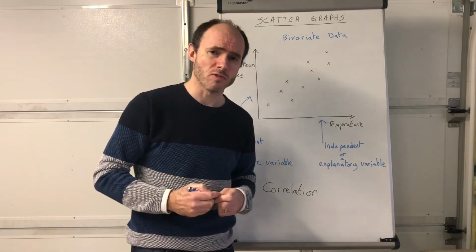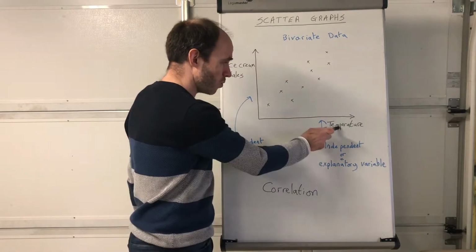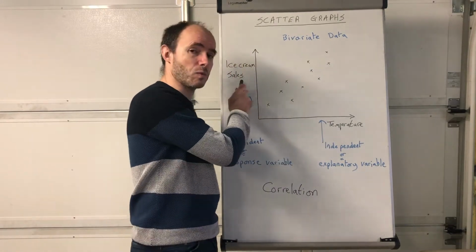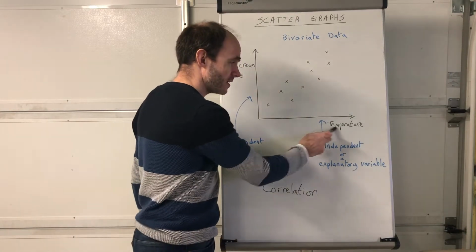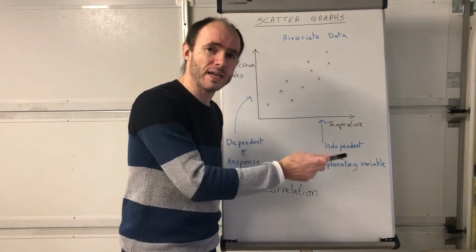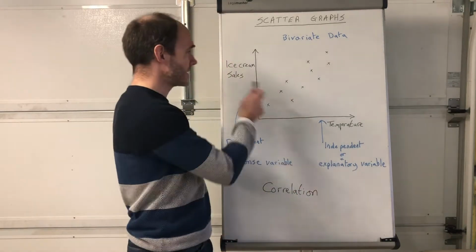Well, a causal relationship means that one of these is affecting the other one. I hope you can see from the example I've chosen here that the temperature on a particular day is going to affect the sales of ice creams.